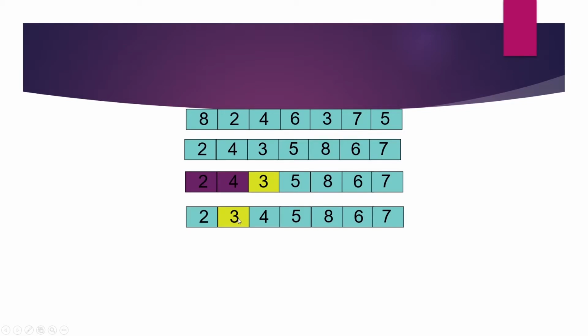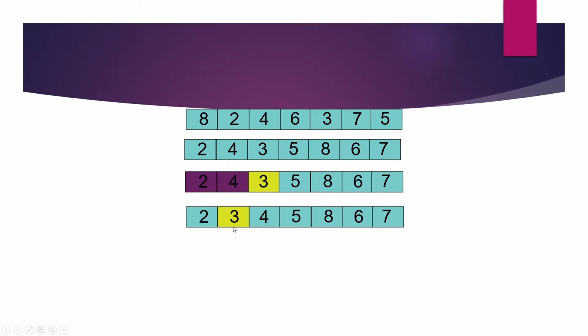Okay, now if we try to apply partition to the subarrays of the pivot 3, which are 2 and 4, nothing will really happen as the size is 1. This means that the element is already in its correct place.